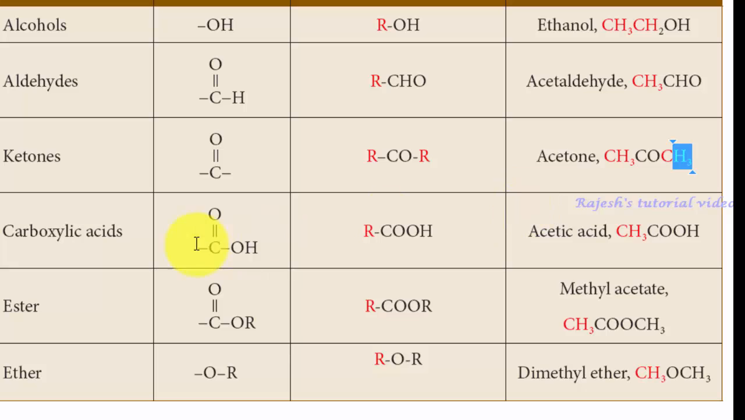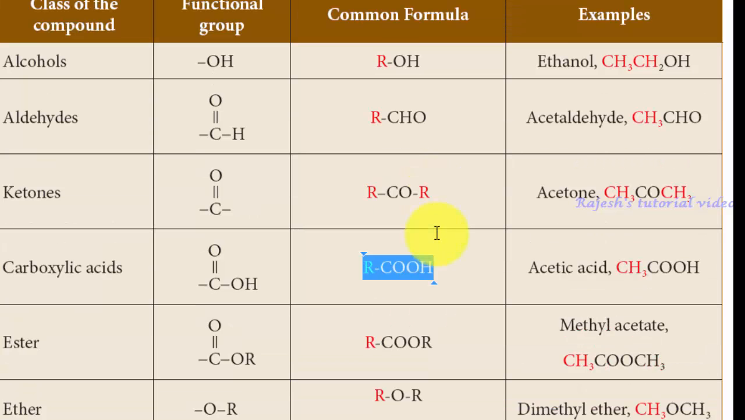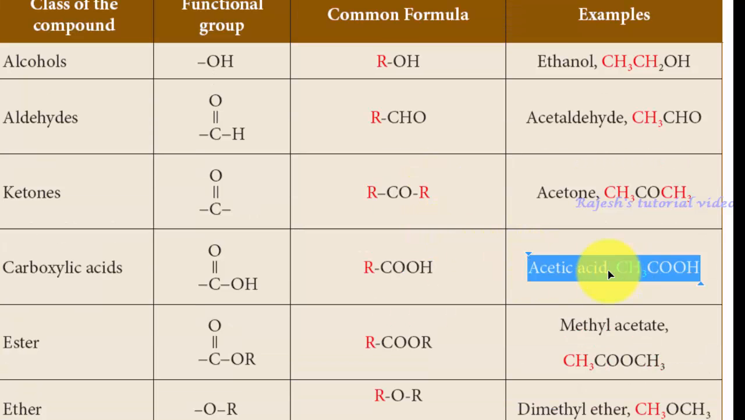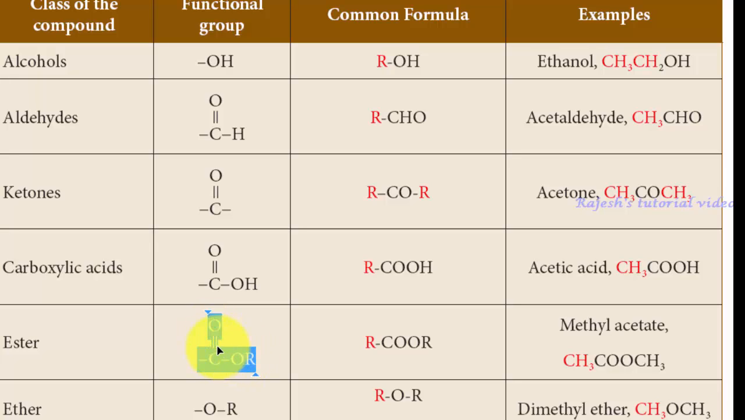Then next is COOH, that is carboxylic acid group, that is represented as RCOOH. For example, acetic acid, CH3COOH, we have heard of in previous years itself. Then next, ester, that is represented by RCOOR dash. When an alcohol reacts with acid, we get this ester. And to represent two different alkyl groups, we use R and R dash. Example is methyl acetate.